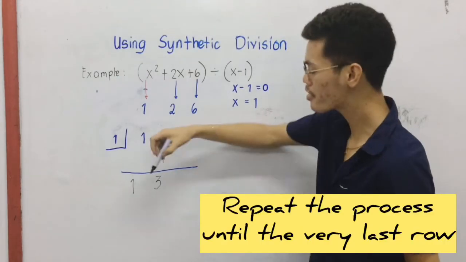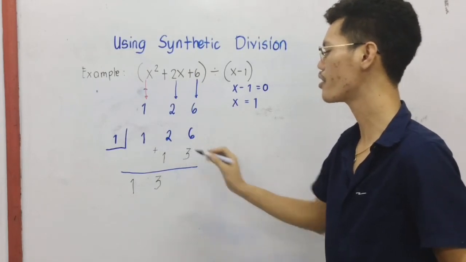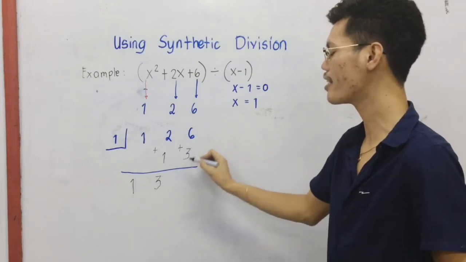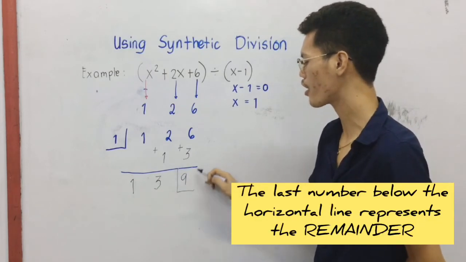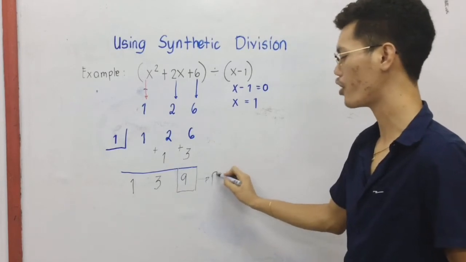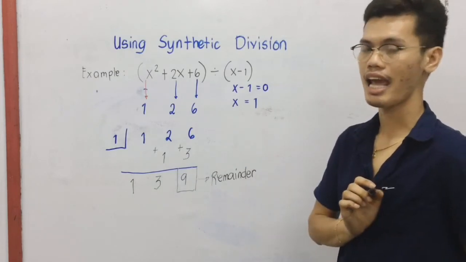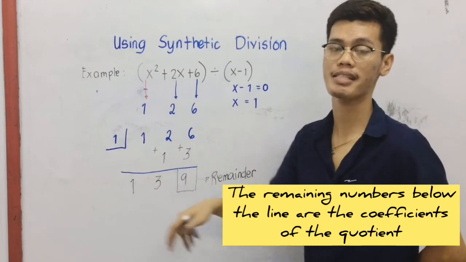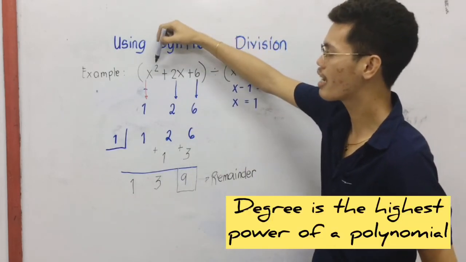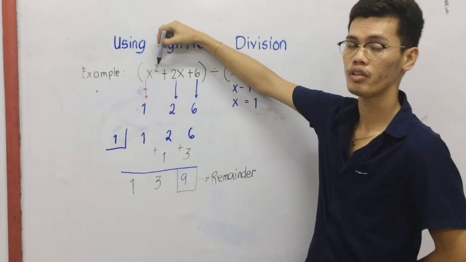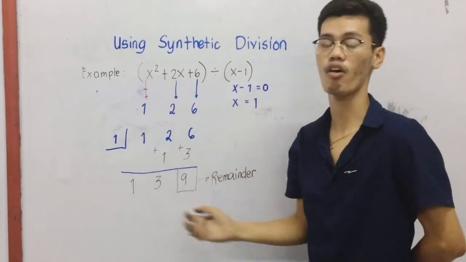We have to repeat the process. 3 times 1 makes 3. We have to put it again below your 6. Then we add 6 and 3, which makes 9. Therefore, this number here represents our remainder, and these numbers here represent the coefficients of our quotient. Since the degree of our dividend is 2, then subtracted by 1, that is now the degree of our quotient.